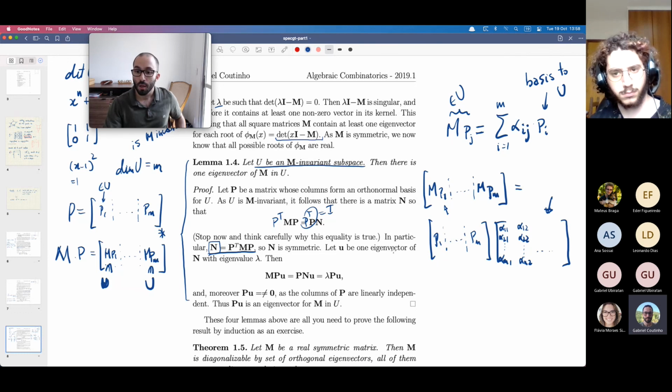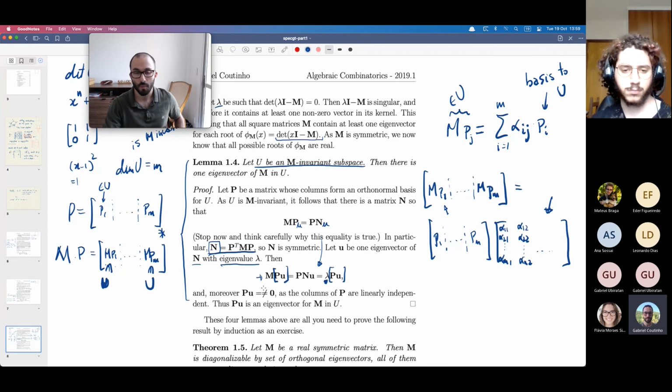All right. Now, if U is an eigenvector of N, so I know that N being symmetric contains at least one eigenvector with eigenvalue lambda. And now it's not difficult to realize that if I simply use this eigenvector and multiply both sides of this equation by U, the result is that M times PU is equal to lambda times PU. So any eigenvalue of N is also an eigenvalue of M. And the corresponding eigenvector is P times U.